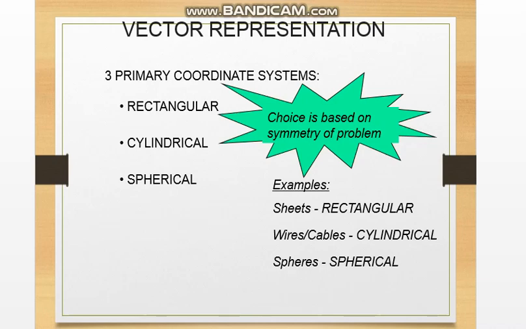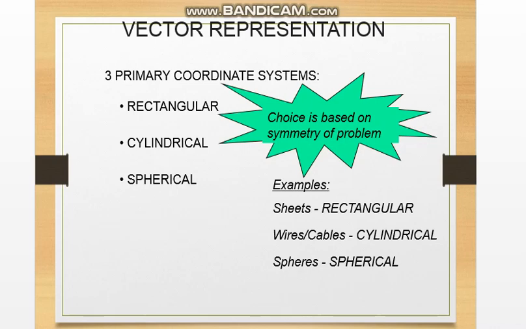Hello, my dear students. This is lecture 2 in the second week, and in this lecture, I would like to draw your attention to vector representation. There are three primary coordinate systems. One is rectangular, the other is cylindrical, and the third is spherical. The choice is based on the symmetry of the problem.